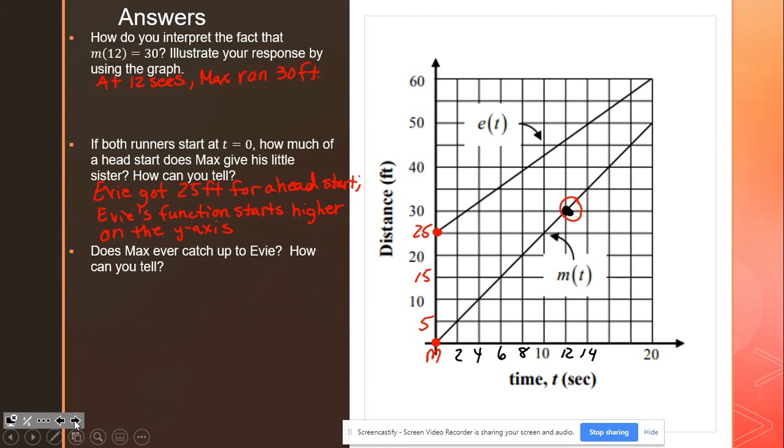Does Max ever catch up with Evie? How can you tell? Max may eventually catch up with Evie, but Evie at the end of this graph is still right here, and Max is right here. At no time did Max catch Evie, so the answer is no. And basically it's because the functions never crossed.